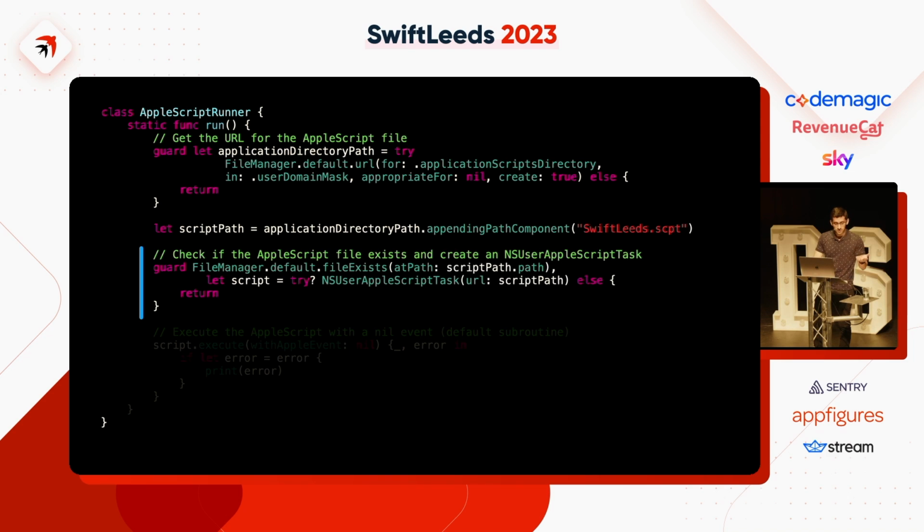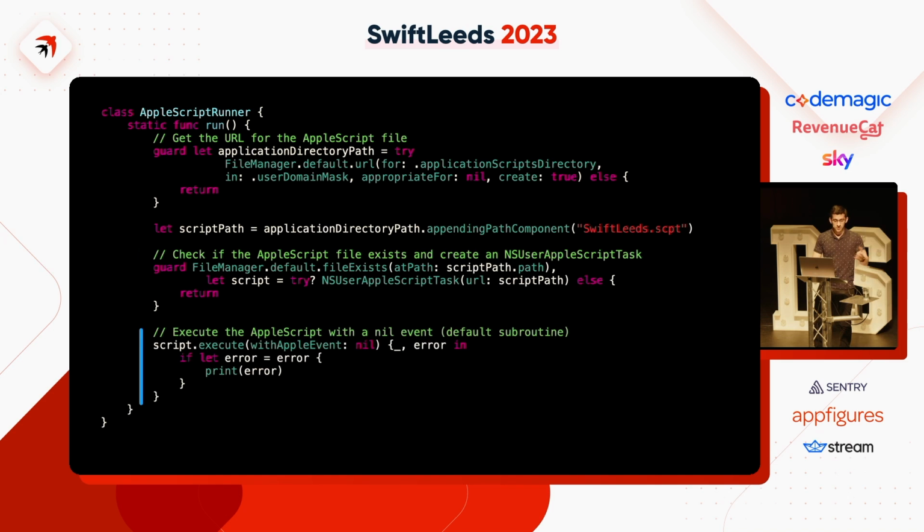Then we'll just do a little bit of file validation, and we'll load it into an NSUserAppleScriptTask, so that way we can work with it. And then we just simply execute it. And in this case, we just want the default behavior. So this is sufficient. We just wait on it to finish, and then it works just like you saw in the video. The terminal launches, the notification comes in, and then you just pick up where you left off in Xcode.